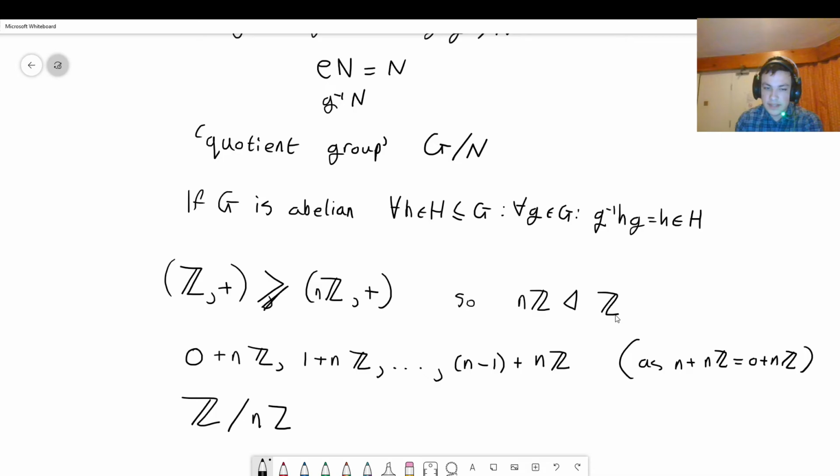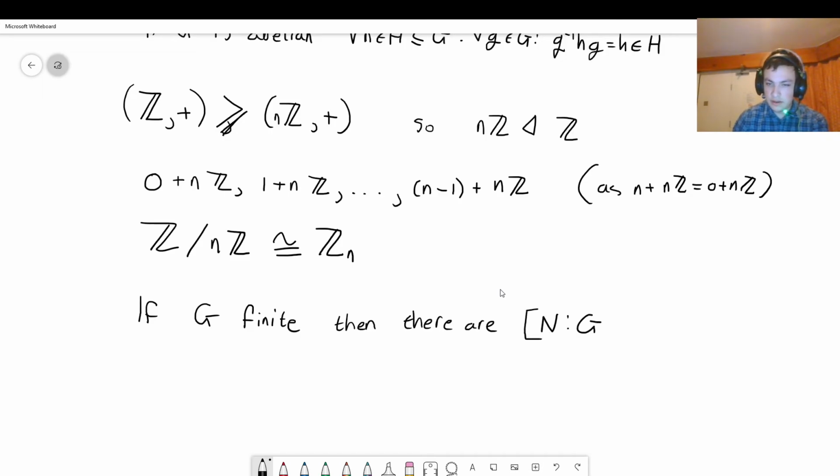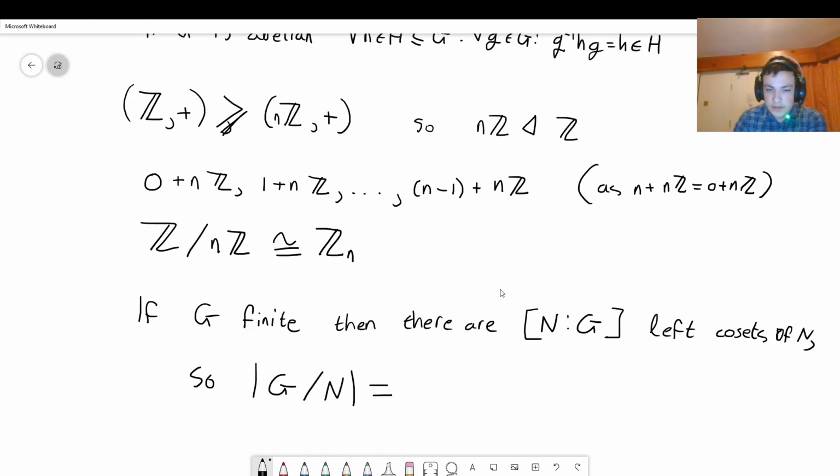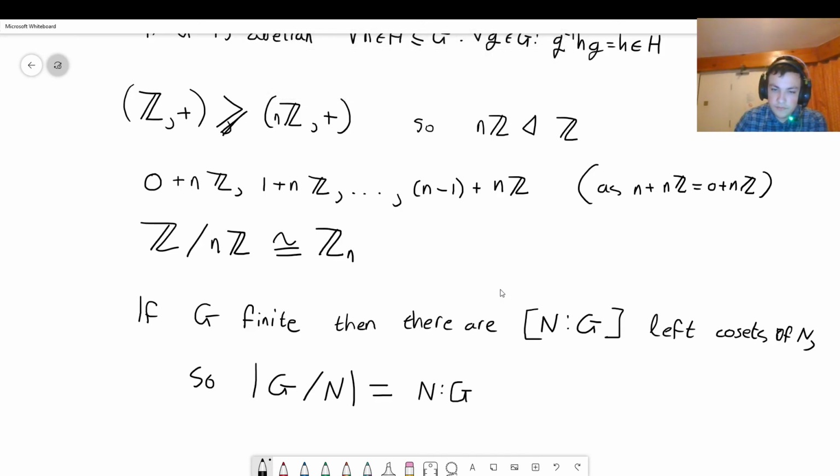Then if G is finite, then clearly, because there are the index of N in G left cosets of N, we must have that the order of the quotient group G over N is the index of the subgroup in G, and that is just the order of G divided by the order of N. So that's quite good as well.